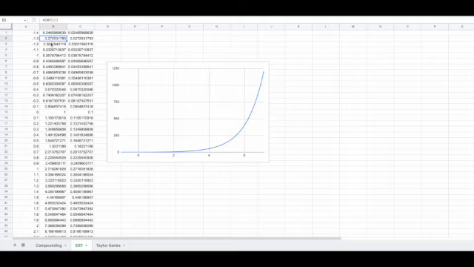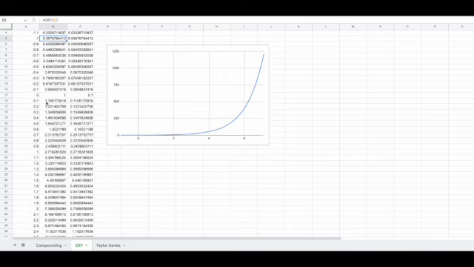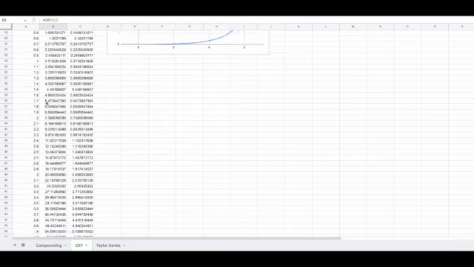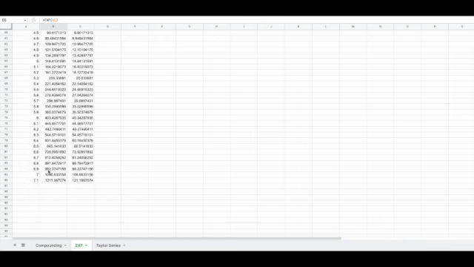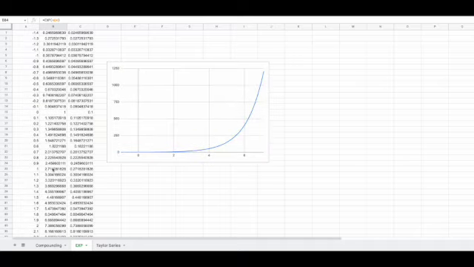Let us look at some other interesting properties of this function. Here we are trying to plot e to the power of x, and in the second column we have e computed for different values of x, which is in the first column. And if you see, the shape of the curve looks like this.